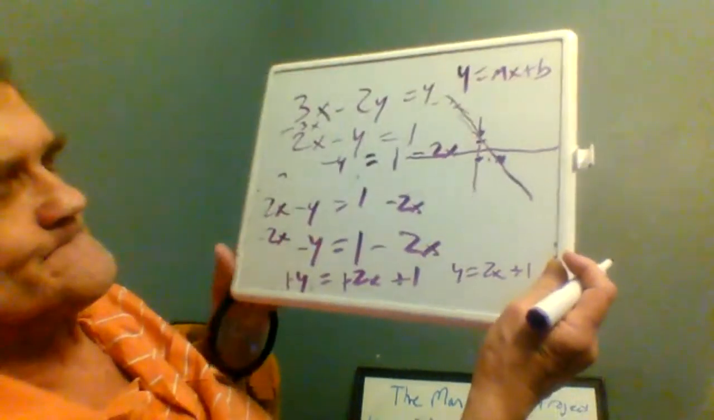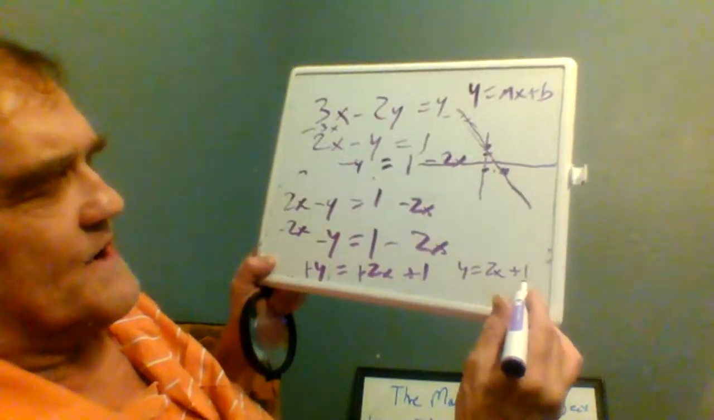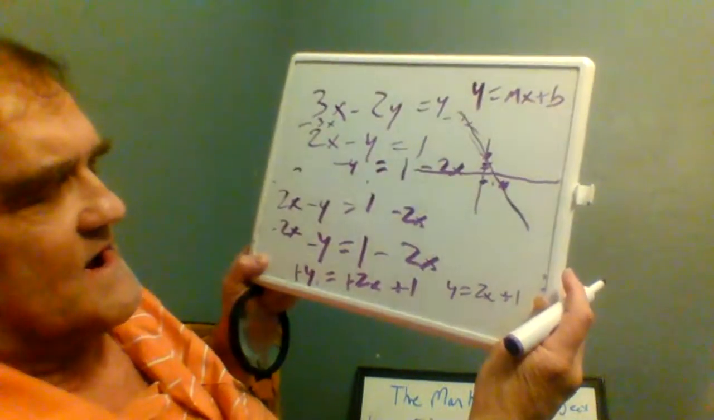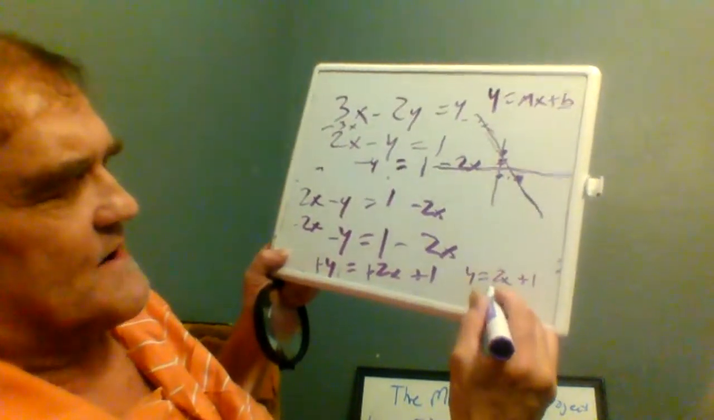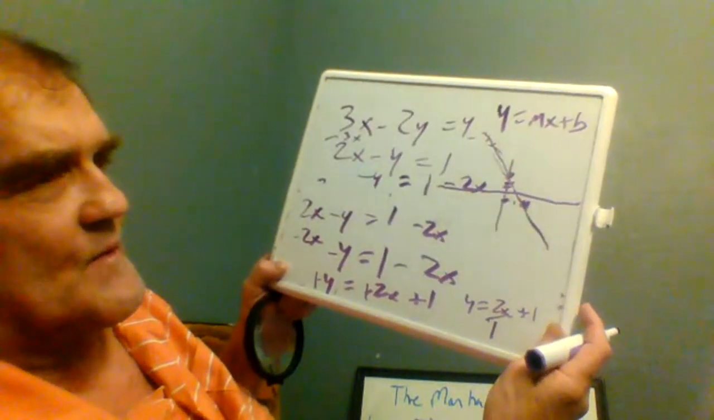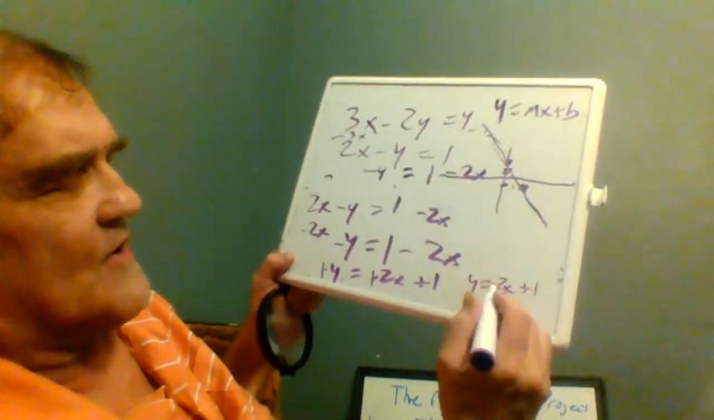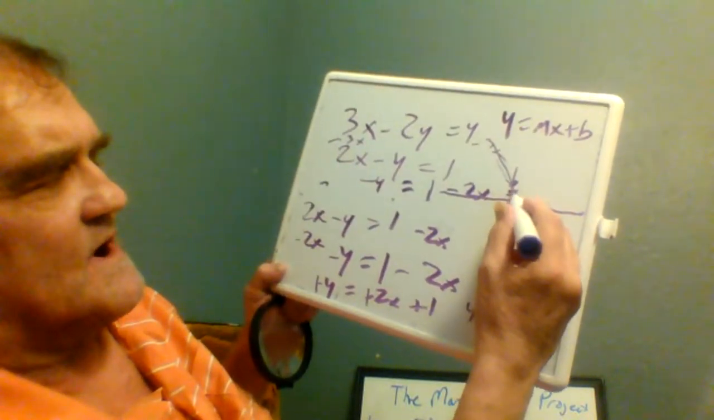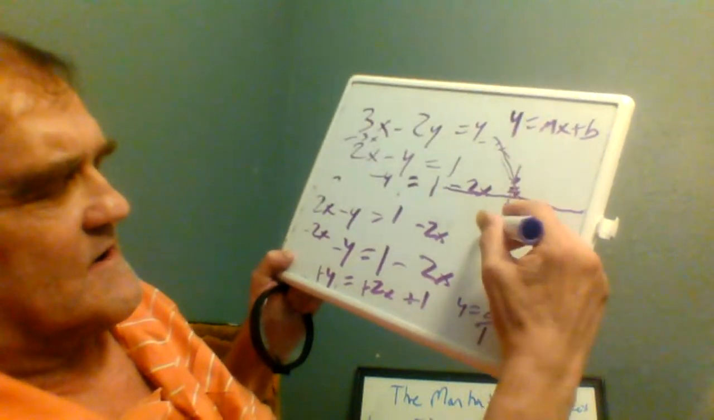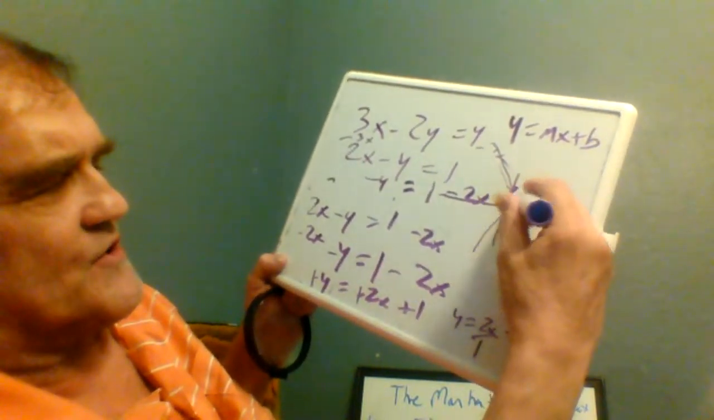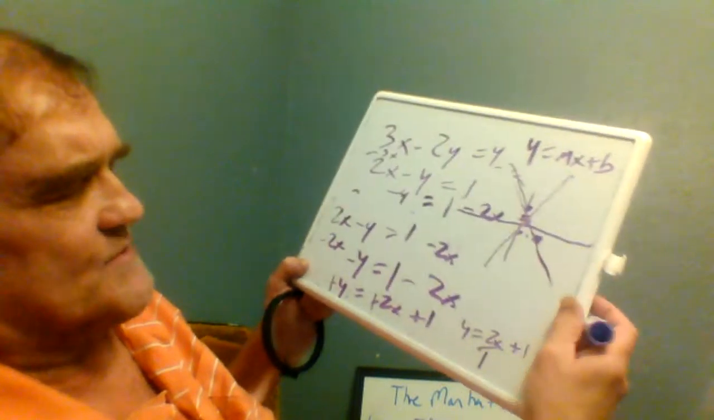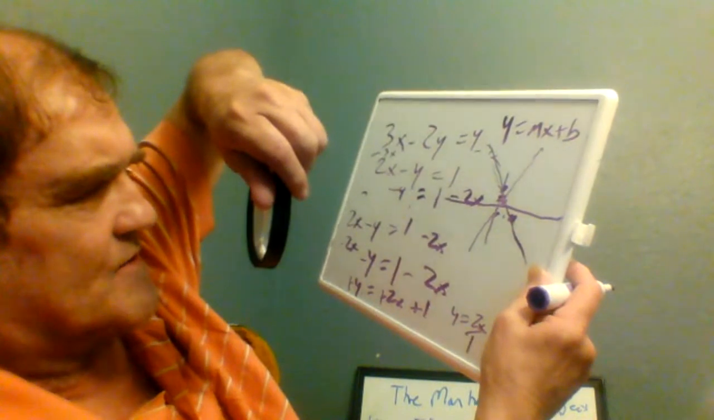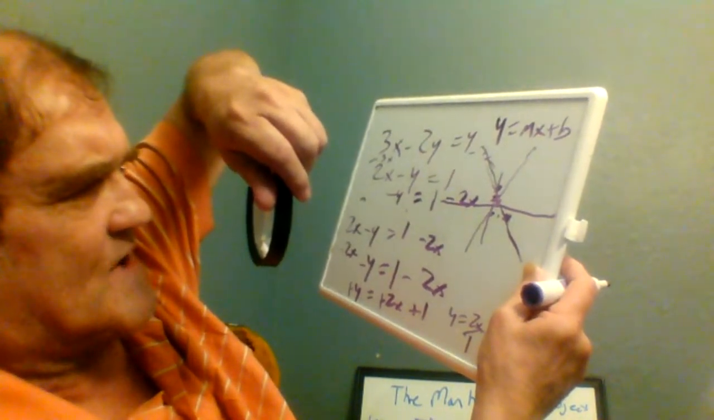So we have 1 as the y-intercept right here. And then you have 2 over 1 as the rise over run. So you go up 2, 1, 2, and you go 1 over. And that's where the line crosses over.